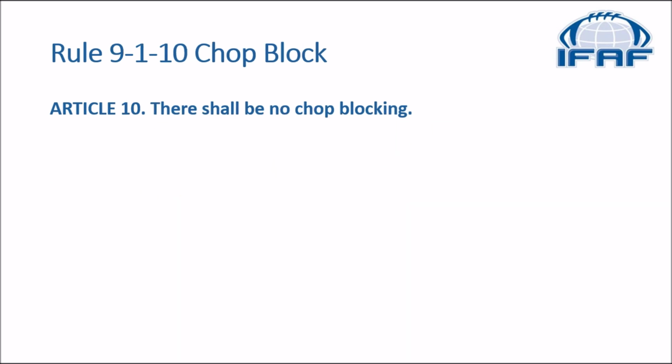And then we go to Rule 9.1.10 that simply says there shall be no chop blocking. No exceptions, no nothing. Compare that to 9.1.6, the low block that has a whole array of different exceptions, and when can you block and when can you not block and how can you block. For the chop block, there shall be no chop block.